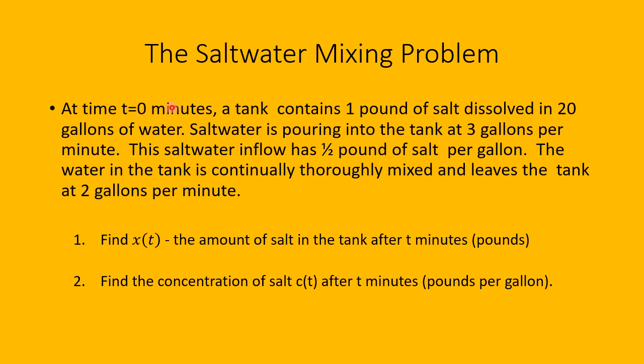At time t equals 0 minutes, a tank contains 1 pound of salt dissolved in 20 gallons of water. Salt water is pouring into the tank at 3 gallons per minute. This salt water inflow has a half pound of salt per gallon. The water in the tank is continually thoroughly mixed and leaves the tank at 2 gallons per minute. First, let's find x of t, the amount of salt in the tank after t minutes. And second, we want to find the concentration of salt, c of t, after t minutes, measured in pounds per gallon.